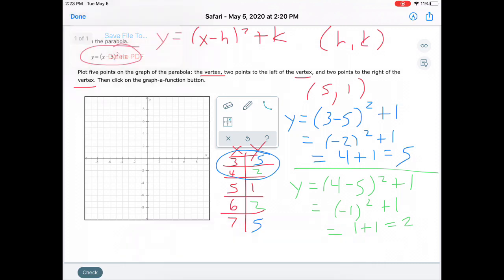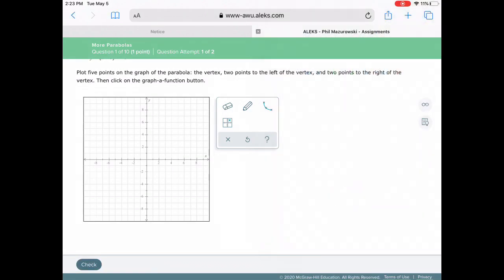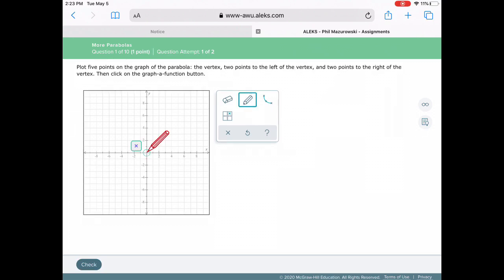So I'm going to have to delete all of these points, but I can now put these in. So our vertex was at 5, 1 right there. We had another point at 4, 2 and at 6, 2, and then we had 3, 5 and also 7, 5 for that symmetrical look. And then we go ahead and use our parabola tool and it puts it there for us.